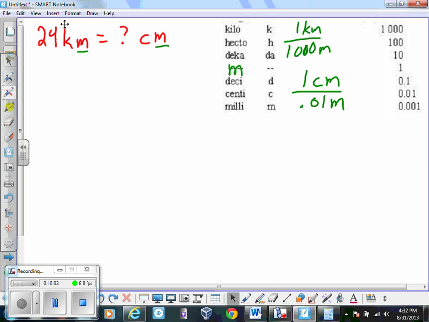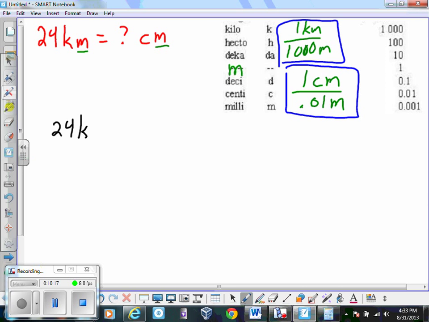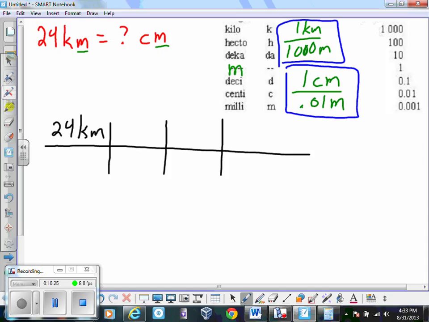Okay, so now that we have our two relationships over here, we're going to plug them into our factor label problem. So you want to start out with 24 kilometers. Now this is going to be a two-step problem, so we're going to need two conversion factors.